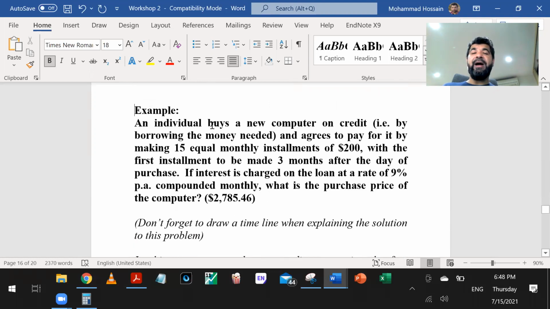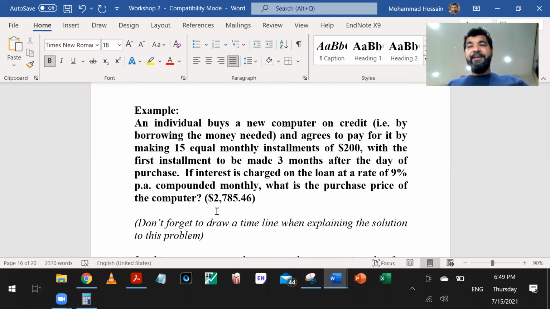An individual buys a new computer on credit. They purchase a new computer on credit, like Zip Pay, Afterpay, or whatever it is, by borrowing the money needed and agreeing to pay for it by making 15 equal monthly installments of $200, with the first installment to be made 3 months after the day of the purchase. See, it's not like they are making the payment in the first month.